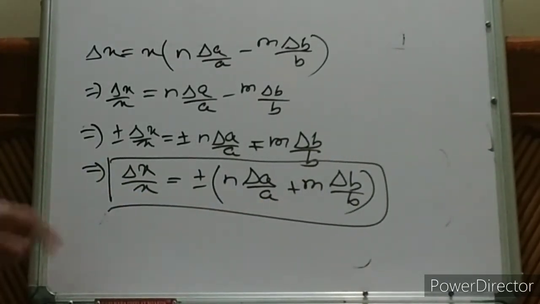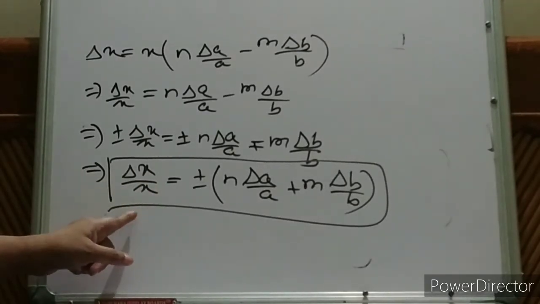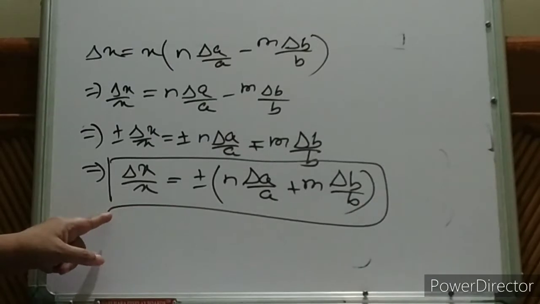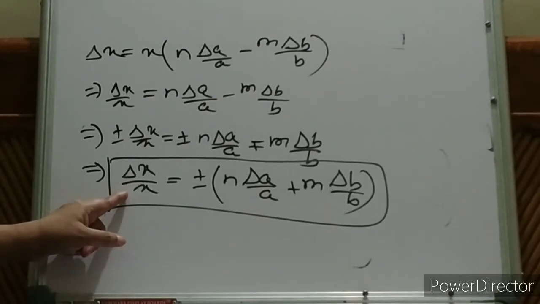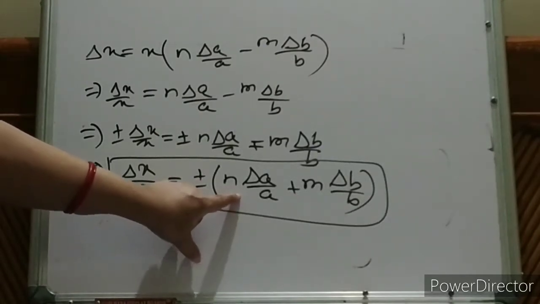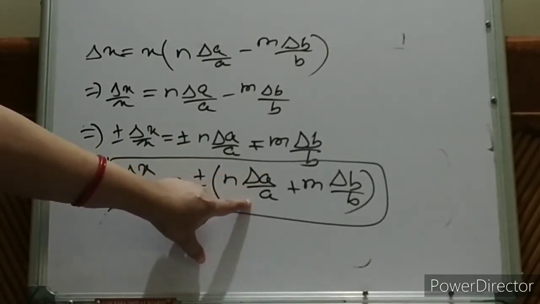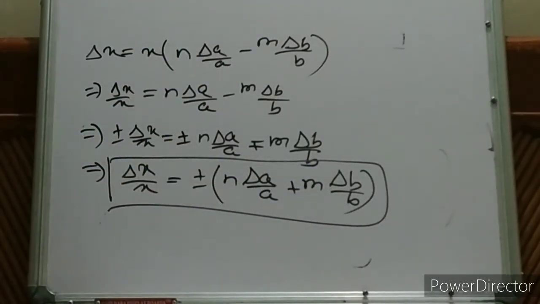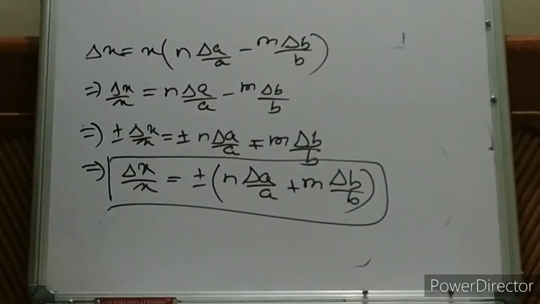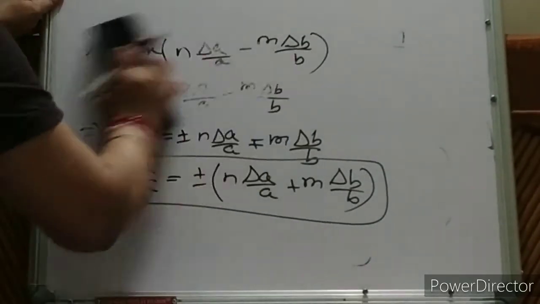Okay. So what is this? What we will write? See, this error, the fractional error or relative error of x is n times of fractional error or relative error of A plus m times of fractional error in B. Okay. So done. Let us take another example. Very important for entrance children, this portion. So please be careful while doing this.